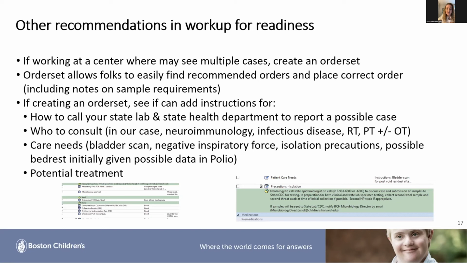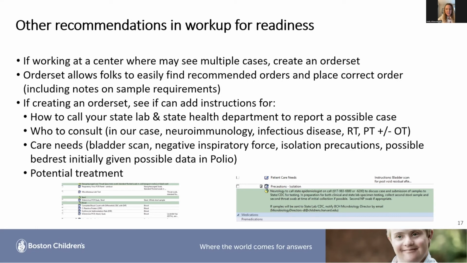And if you're creating an order set, you can also think about adding instructions for how to call your state lab and state health department to report a possible case, and who to consult, for instance, in our institution, neuroimmunology, infectious disease, respiratory therapy, PT and/or OT. And that could be different in different locations.